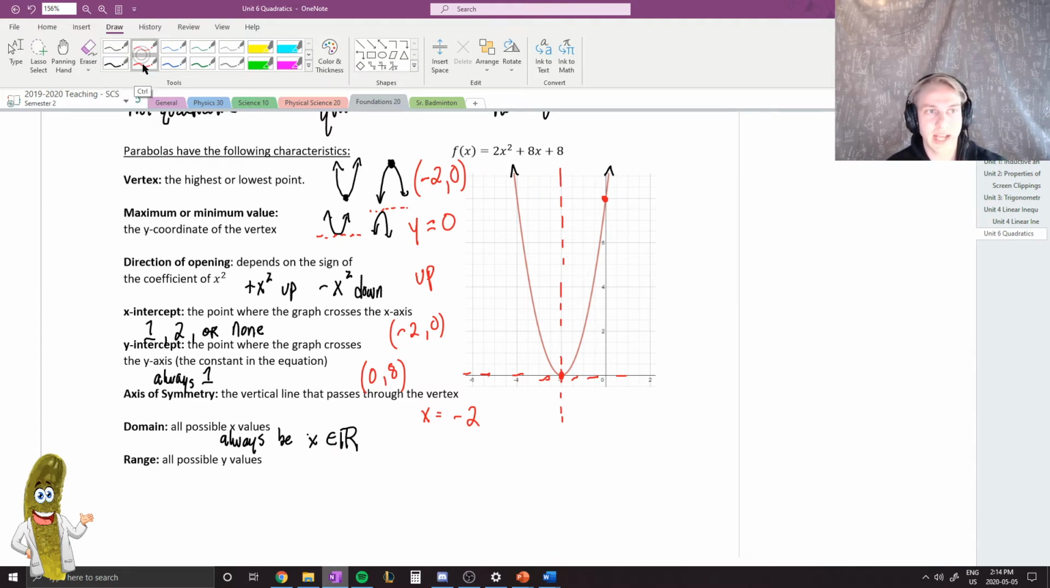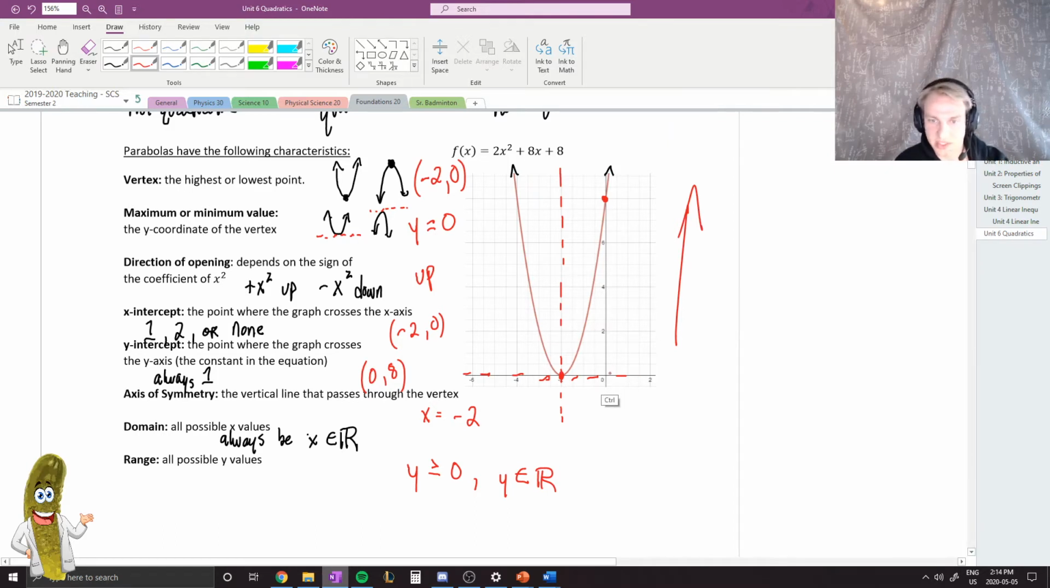And the range, the last part that we need to answer here, is we need to describe all of the y values that this could be. We said that the minimum value of y was 0. The other thing that we say is that y can be all real numbers greater than or equal to 0. So y can be any number traveling upwards. It could be infinity, it could be 0.0001. As long as it's bigger than 0, the requirements of this parabola are met.